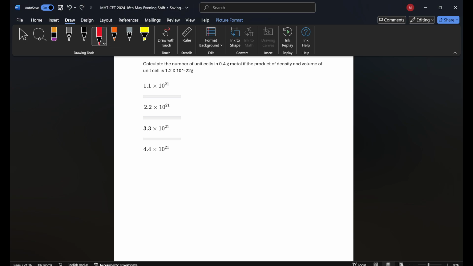Yes, the next question is, calculate the number of unit cells in 0.4 grams of metal. My friends, if you are solving the solved examples of the textbook, you may realize that this is a very identical question that they gave us in solved examples. So the formula to calculate the number of unit cells is simply mass by the multiplication of density into a cube.